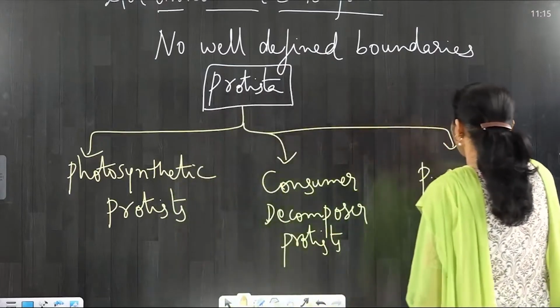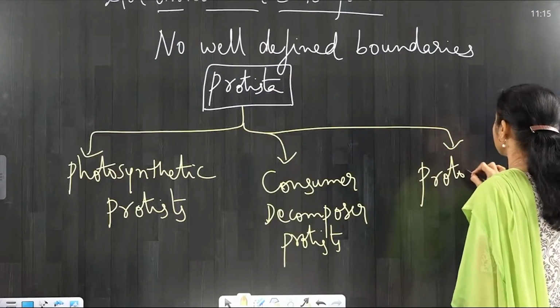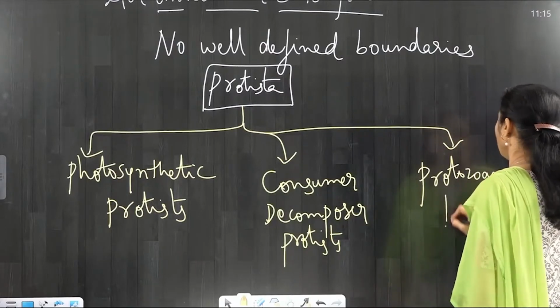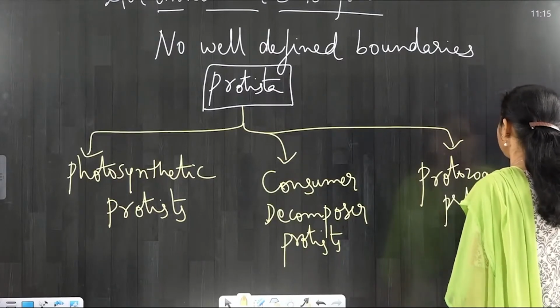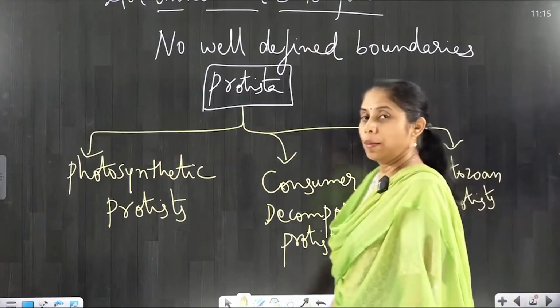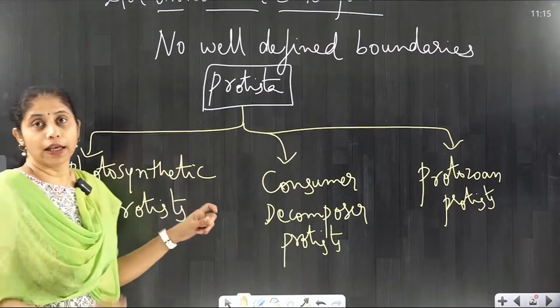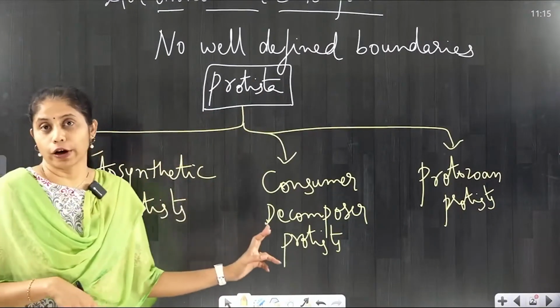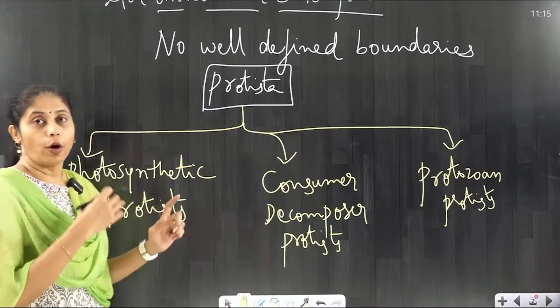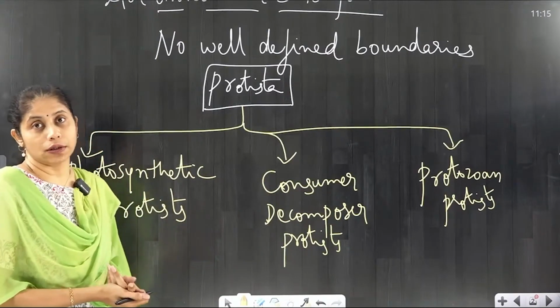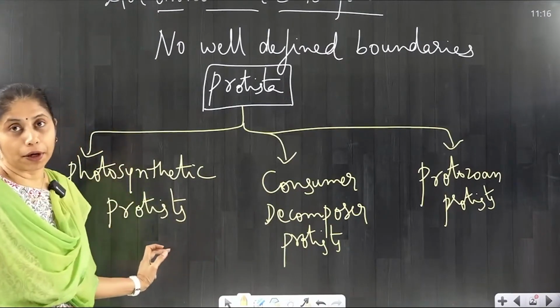Then protozoan protists. Based on the mode of nutrition, the Protista kingdom has been divided into three groups of organisms. First group, all of them will perform photosynthesis. So photosynthetic protists are kept under this.